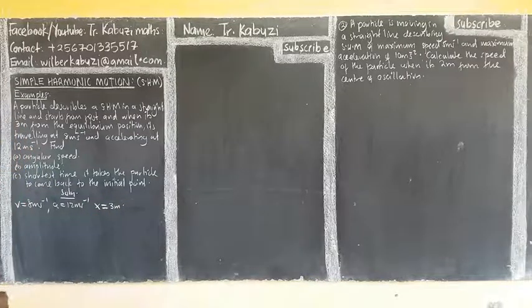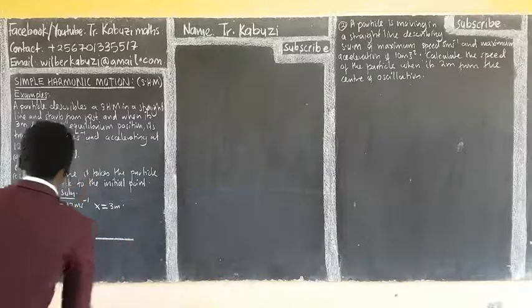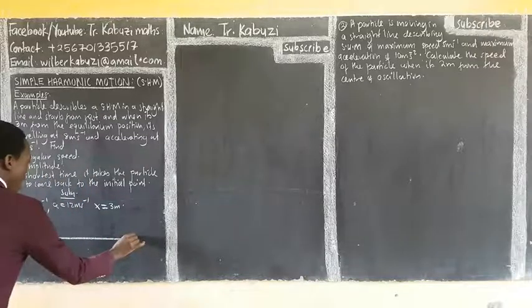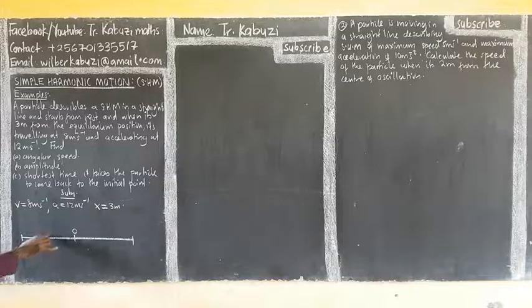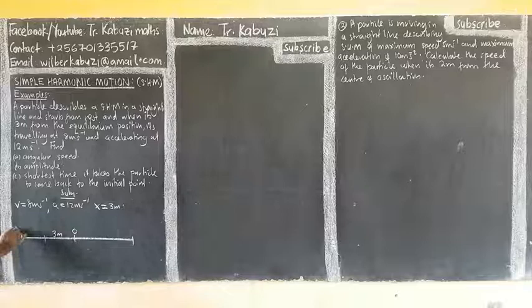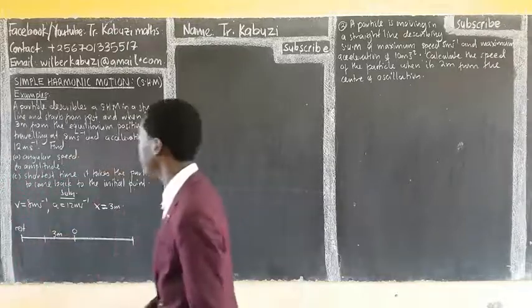That's the idea. So it means that this is the case that we are having. This is the equilibrium position. Let me call it O. So they are telling us that this one is 3 meters from O. So these are my 3 meters from O, the equilibrium position. Okay, so this is where it's starting at rest. Rest there.